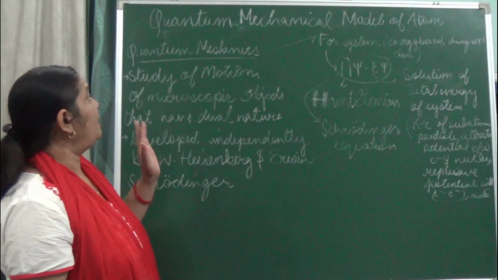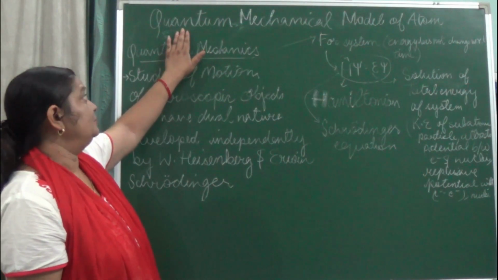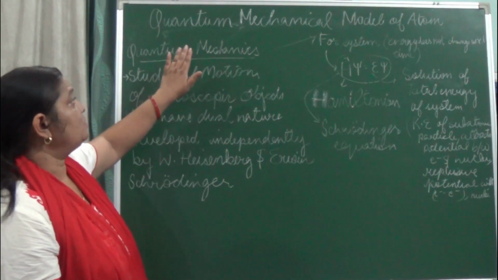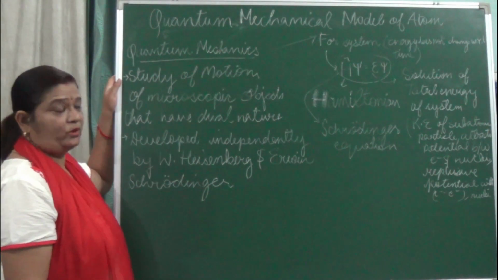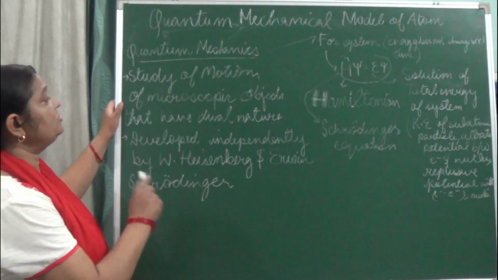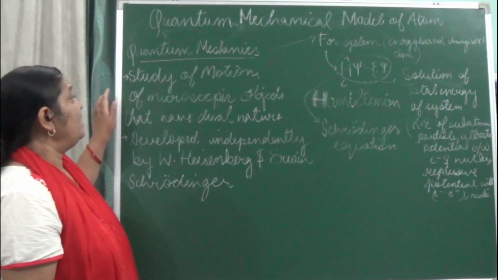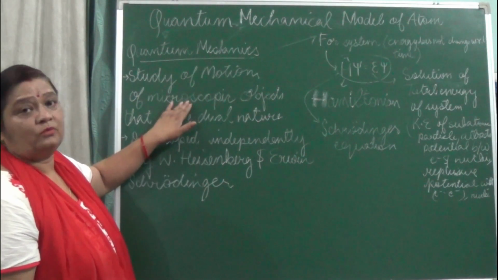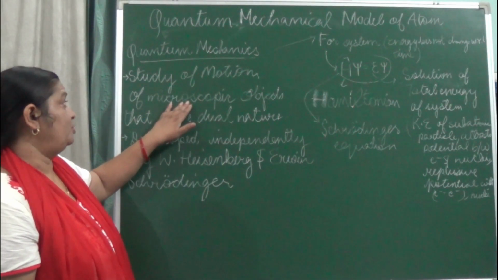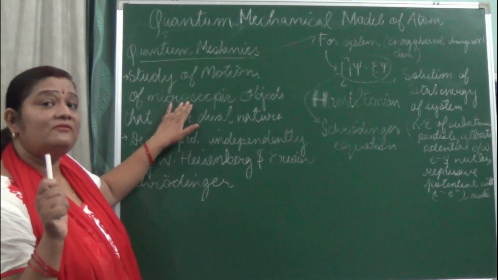Continuing after that comes the quantum mechanical model of atom. So what is this quantum mechanical model of atom? First we will study quantum mechanics, what it is. It is the study of the motion of microscopic objects that have dual nature. Here dual nature is significant for the microscopic object. Dual nature means the particle nature and the wave nature.